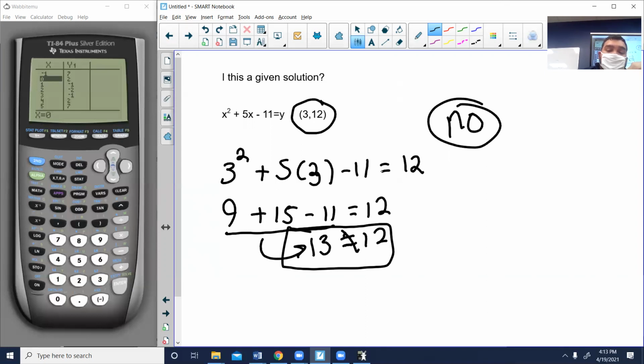9 plus 15 minus 11 equals 12, because y equals 12. I'm confused, because this is the y, and y became 12. And I'm trying to see if they're equal on both sides, but they're not.